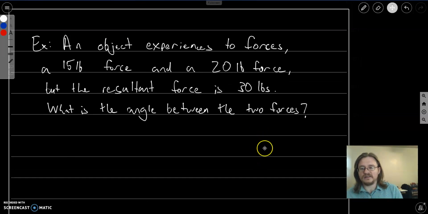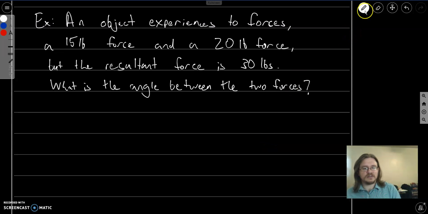Let's do one final example. An object experiences, and I misspelled two forces, a 15-pound force and a 20-pound force. But we know that the total force, the resultant force, is 30 pounds. So the question is, what's the angle between the two forces? When forces are pushing against each other, they're going to cancel out. If forces are pushing in the same direction as one another, they're going to add up. We're going to experience more force.